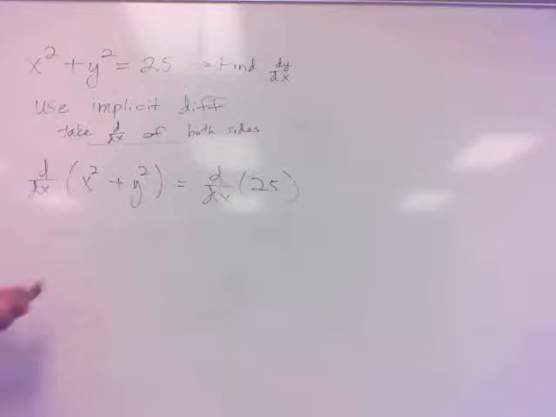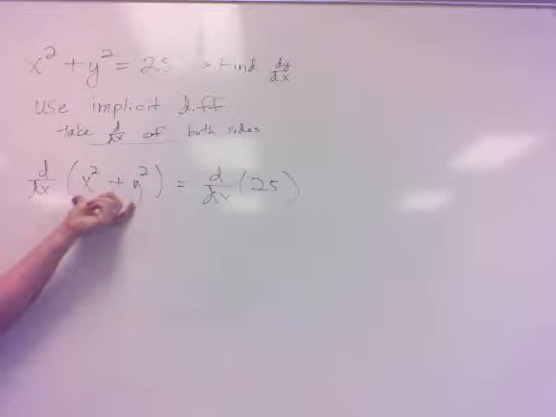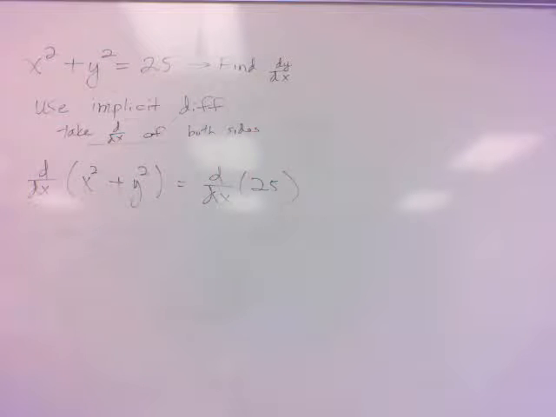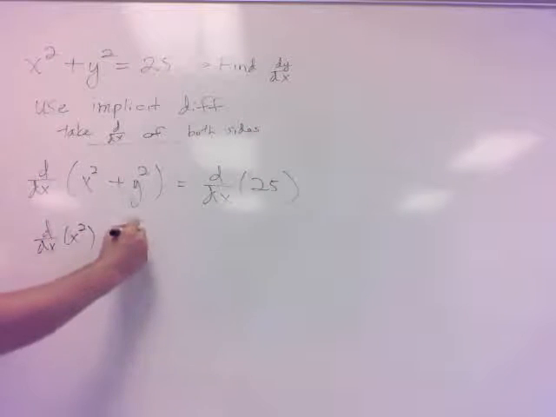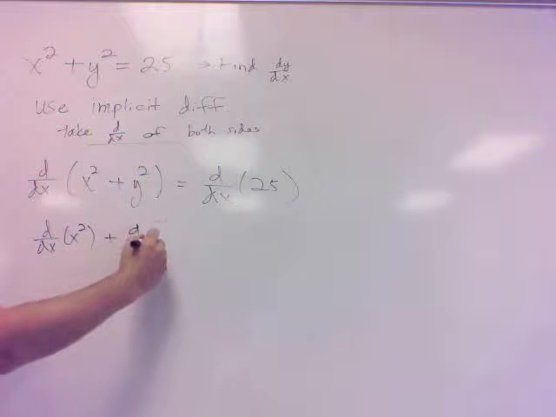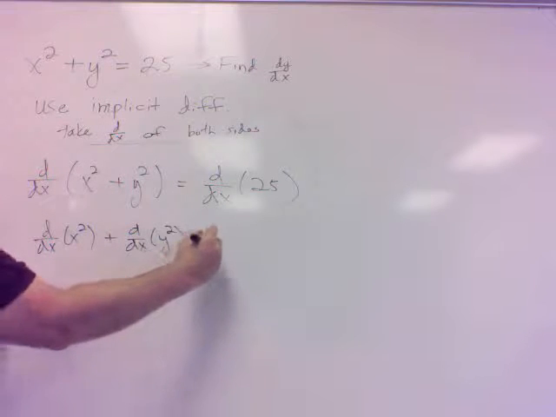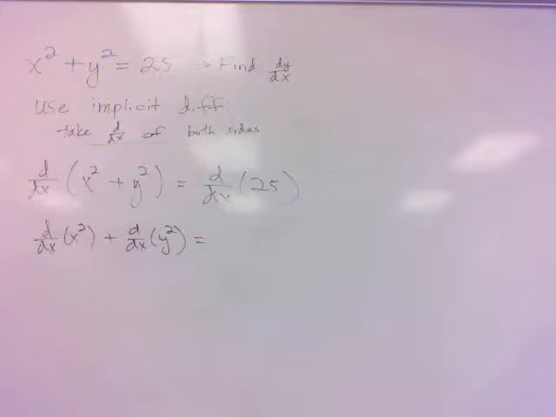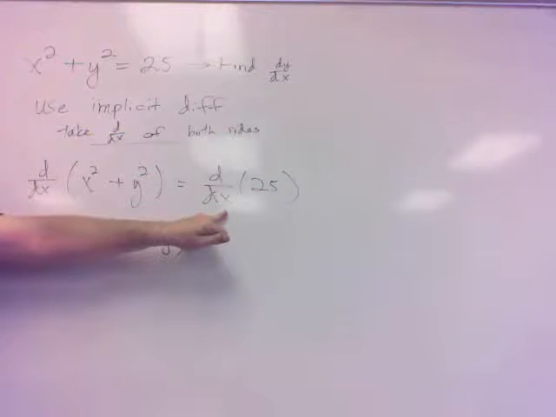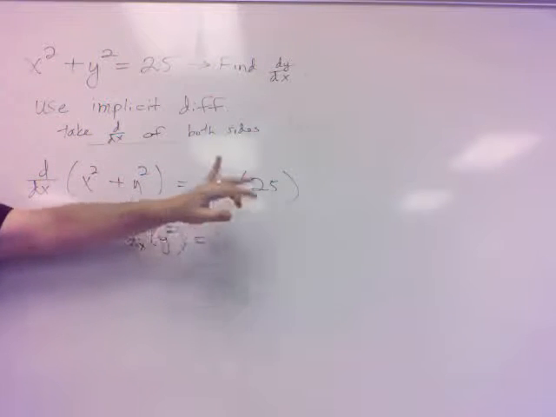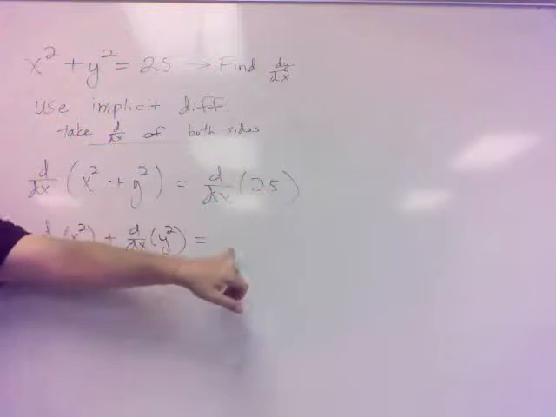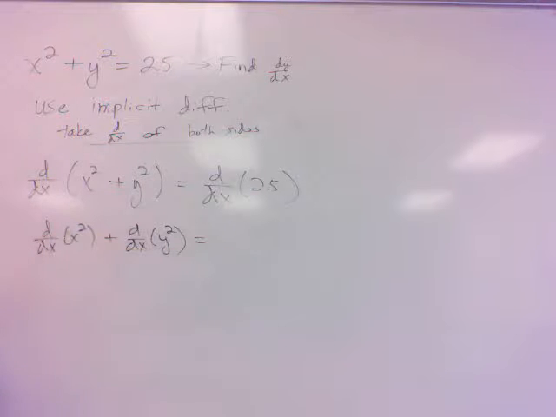Okay? Well, this one's nice because this side is just a sum, so I can just do the d/dx of x squared plus the d/dx of y squared. It's just a sum, so there's no product rule or any special thing I have to do with it. Just do the derivative with respect to x of both of those. And then on the right, it's even nicer because I'm doing the derivative of a constant. So what's the d/dx over here? 0.